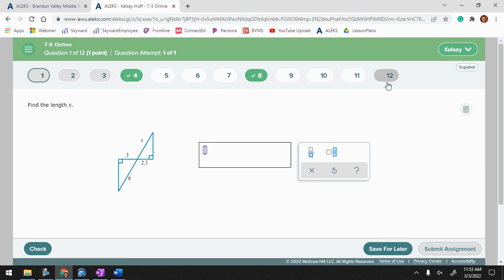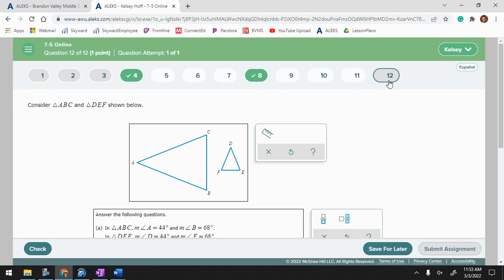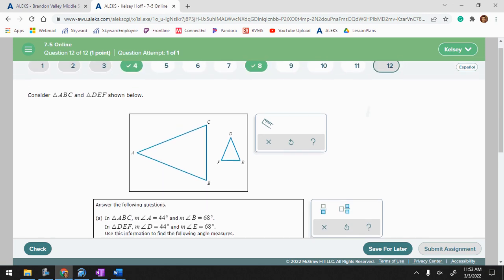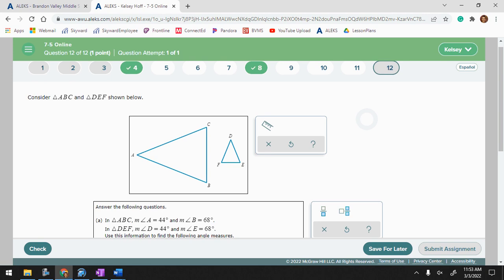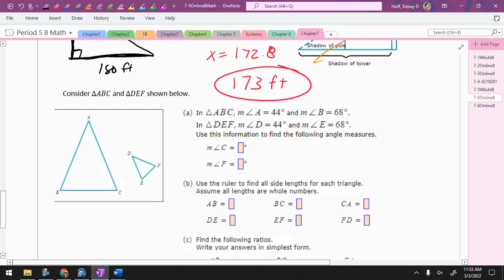On this, the part that I want to go over is mainly the use of this ruler, okay? So there's a problem on your paper, but we're going to do the one that's up on the screen. Actually, it's the same one, isn't it? It is the same one. Sweet. So we're going to fill this out. It says, consider triangles ABC and DEF shown below. I'm going to use your note sheet for right now.